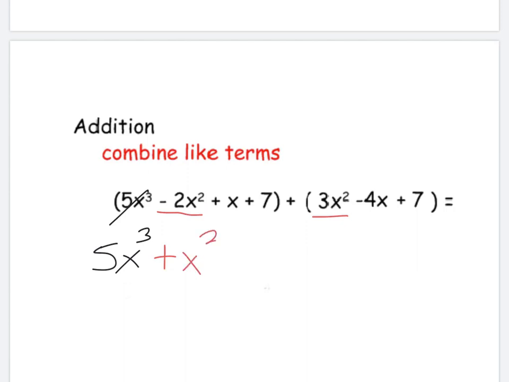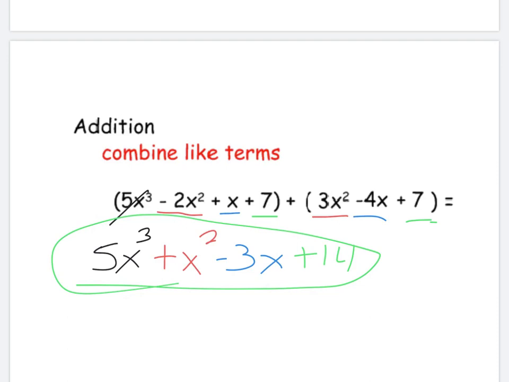The next term I have is just singular x, so I have x and negative 4x. X and negative 4x combined is negative 3x. And then the last thing is my constant terms. I have 7 and 7, which gives me plus 14. So this would be my sum of my two polynomials combined. I am just combining the like terms.